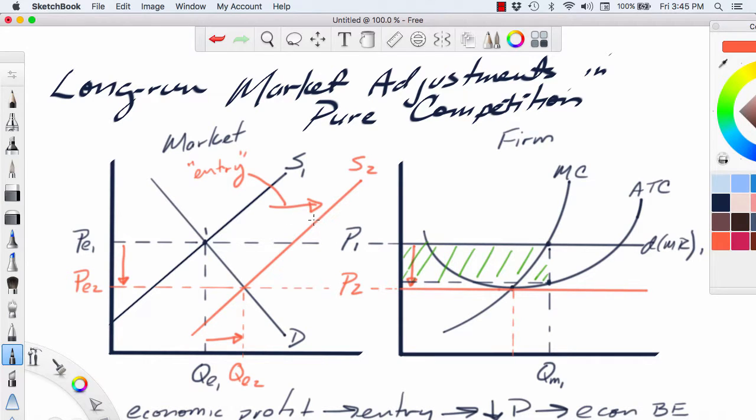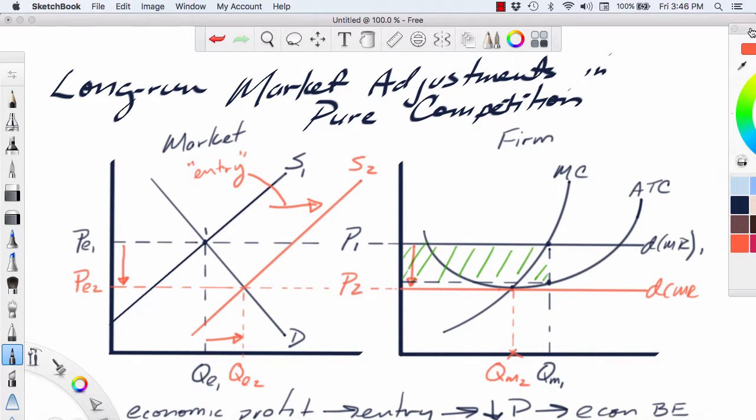And firms will enter so long as there is a profit. When will firms stop entering? Firms will stop entering when the existing firms are just breaking even. And that's going to happen at P2, QM2, which is right here. Okay? So now the DMR curve has dropped. And it has dropped because of entry. As firms have entered, the price has dropped, pushing down the DMR curve.